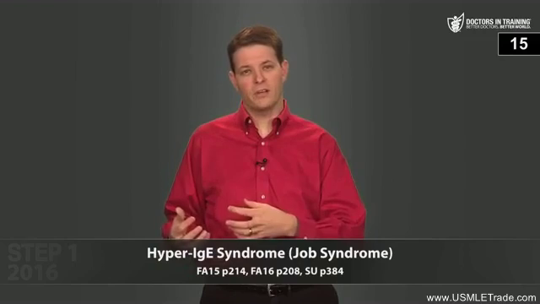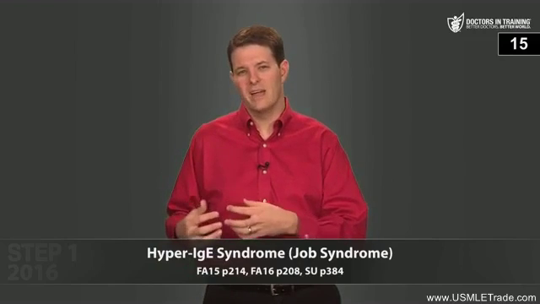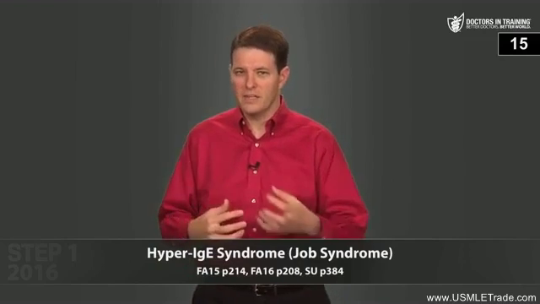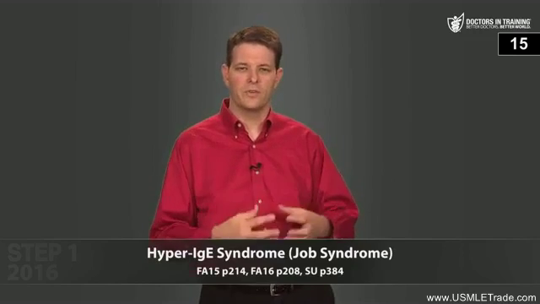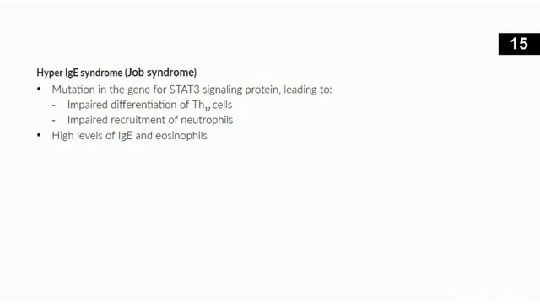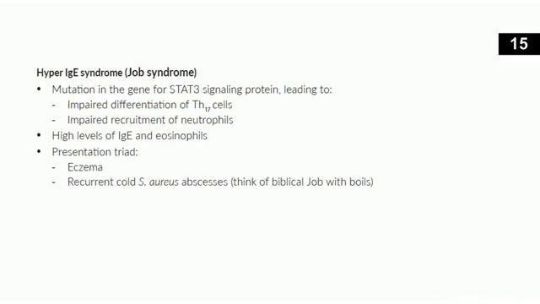So some review books classify hyper-IgE syndrome as a T cell disorder, but I think it's useful to group it with the phagocyte and neutrophil disorders. And these patients also have high levels of IgE and eosinophils, but we really don't understand why. The clinical triad for hyper-IgE syndrome is eczema. You can remember E for eczema and the E for IgE. Recurrent cold abscesses. These are Staph aureus abscesses.